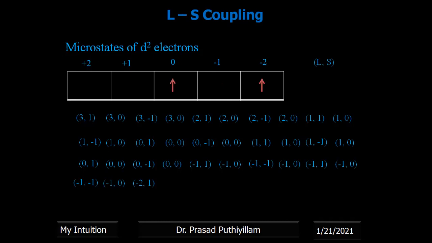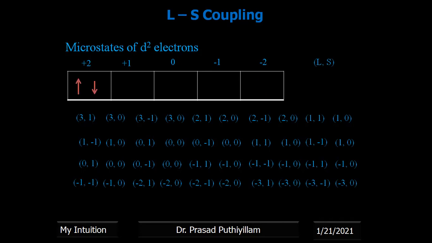minus 2 1, minus 2 0, minus 2 minus 1, minus 2 0, minus 3 1, minus 3 0, minus 3 minus 1, minus 3 0. So all possible single arrangements are done.